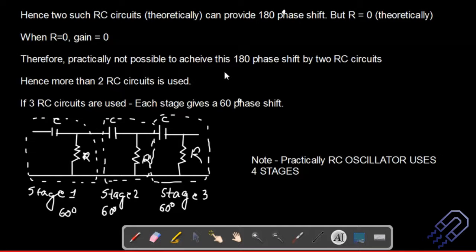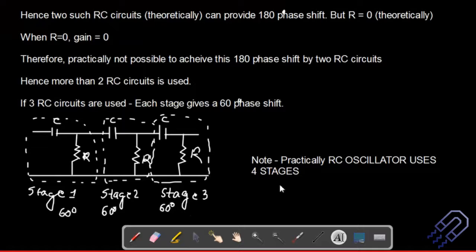Practically, for achieving 180 degree phase shift we need more than two circuits. If you look into three circuits, it's still possible. It will go very close to 180 degrees: 60, 60, 60 degrees. What is our aim? Our aim is to have sustained oscillation. For sustained oscillation, it should be exactly 180 degrees. If it is slightly less, the oscillation will slowly drop off.